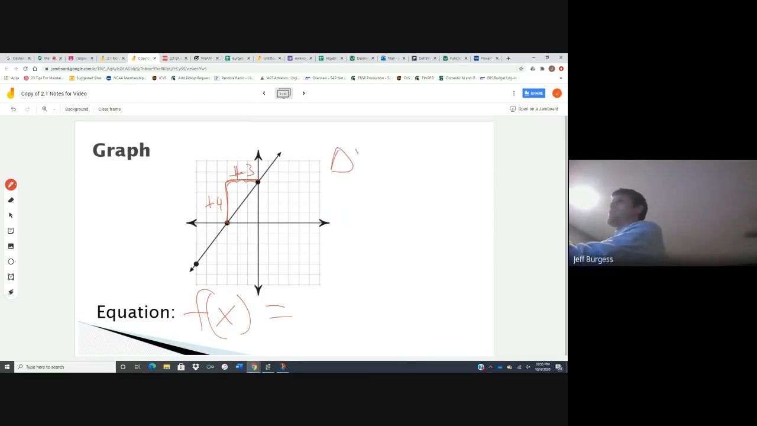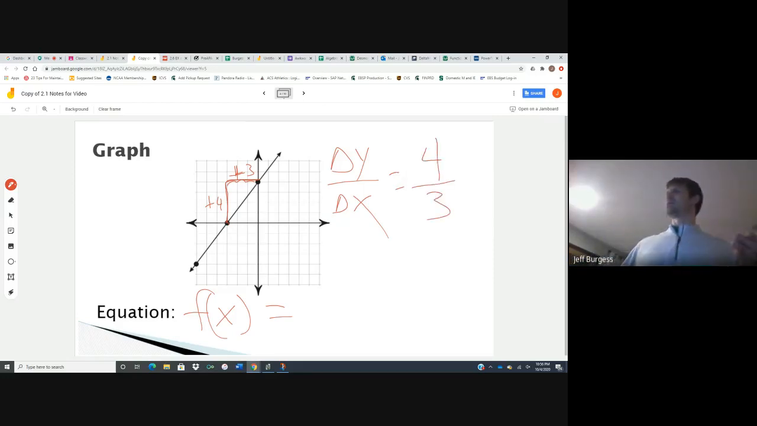It's change in y over change in x, right? It's your miles per gallon, okay? When you do this, your slope here, your rate of change, would be 4/3. Something I get a lot is, how do you know which point to start at? It doesn't matter, right? What matters is that you're paying attention to the sign.